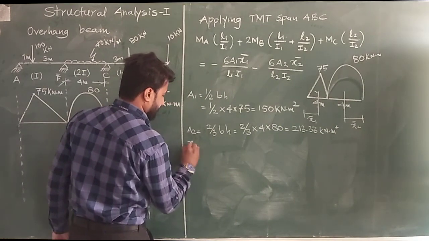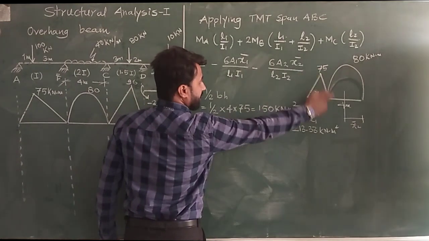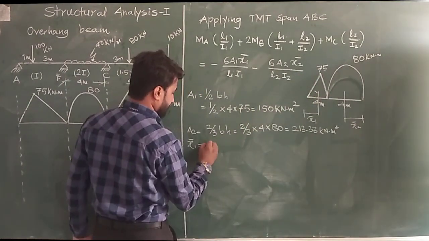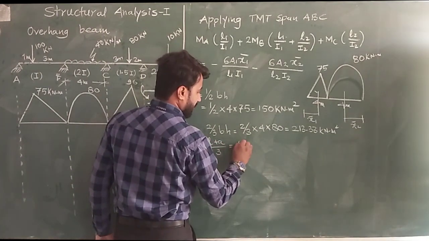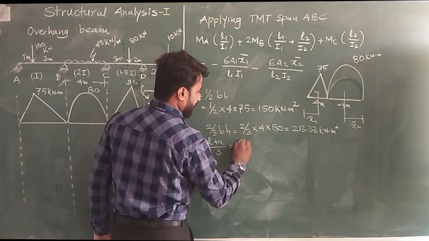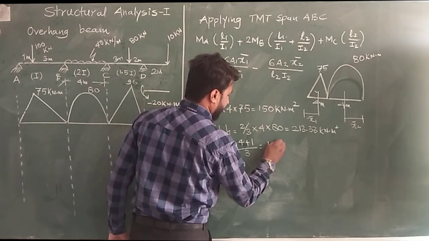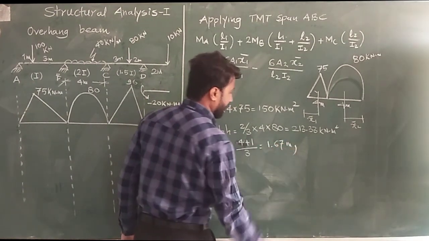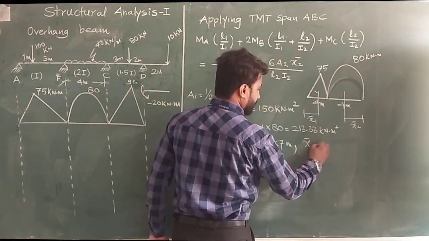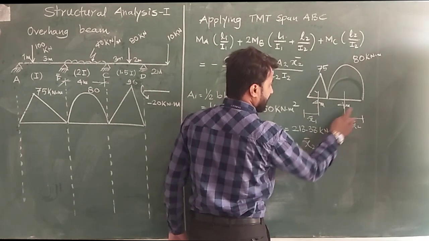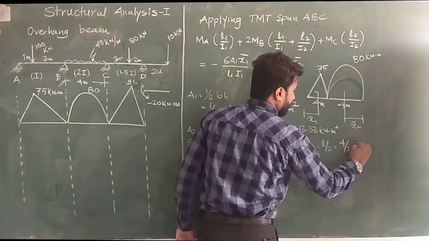Then another value is x1 bar. This is an unsymmetrical triangle, so it is L plus A by 3. L is 4 plus A is 1, divided by 3. So 5 by 3, this is 1.67 meter. And the value of x2, which is from the right hand side, because we are calculating x2 of the second bending moment diagram. Due to the symmetry, this will be L by 2. So L is 4 by 2, that is 2 meters.